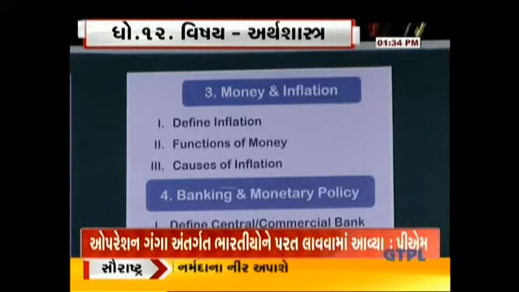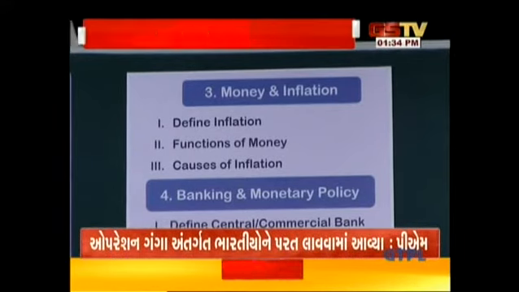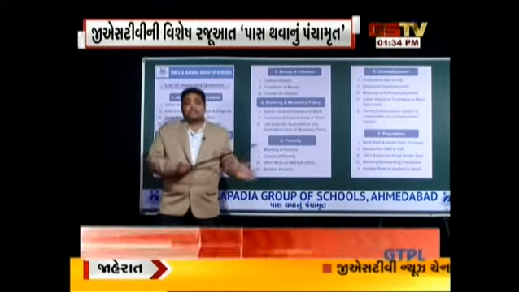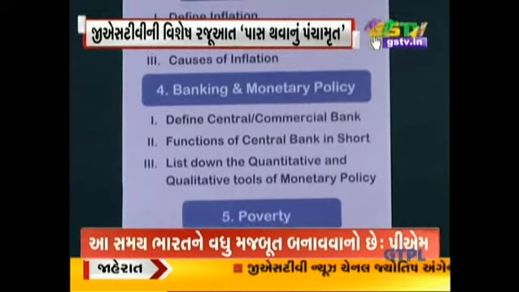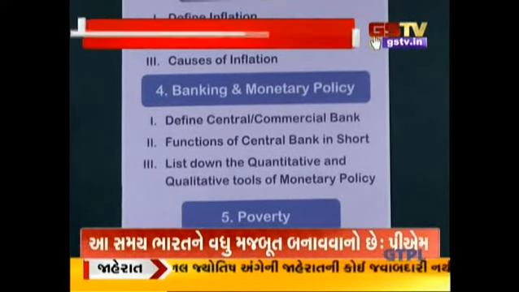The next is chapter number 4, banking and monetary policy. In this chapter, we all know very well, the most stress is given on central and commercial bank. So first define central and commercial bank, and then functions of central bank in short.